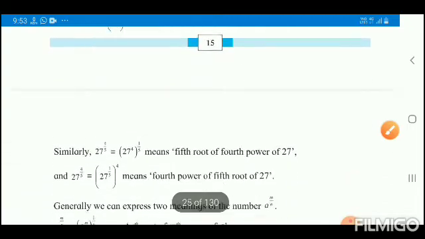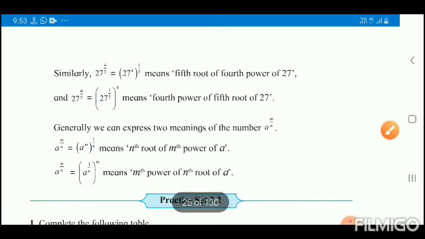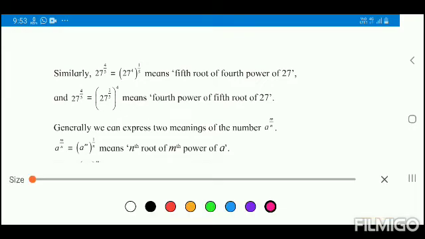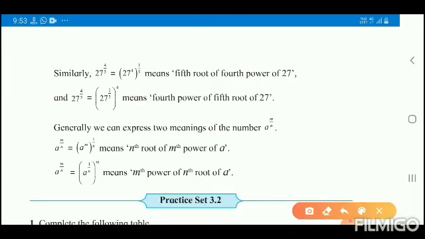In the same way they have given another example. Look here, 27 raised to 4 upon 5. Here 4 is the power and 5th is the root. So the 5th root of the fourth power of 27, or you can write first the fourth power of the fifth root of 27.